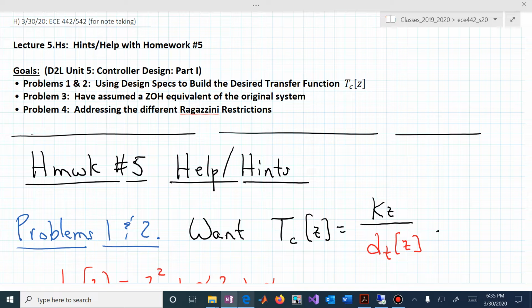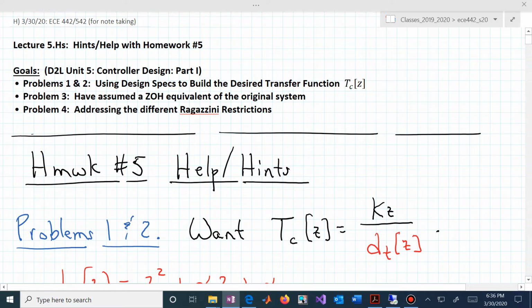Problems 1 and 2, I'm going to be talking about designing a desired closed-loop transfer function T sub c of z to meet the design specs. Problem 3, in one sentence, I've basically assumed that you're using a zero-order hold equivalent of the original unstable system. And problem 4 will look at addressing the different Ragazzini restrictions, or which ones apply, etc.